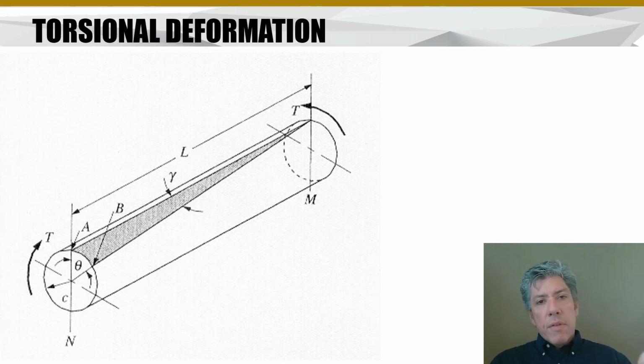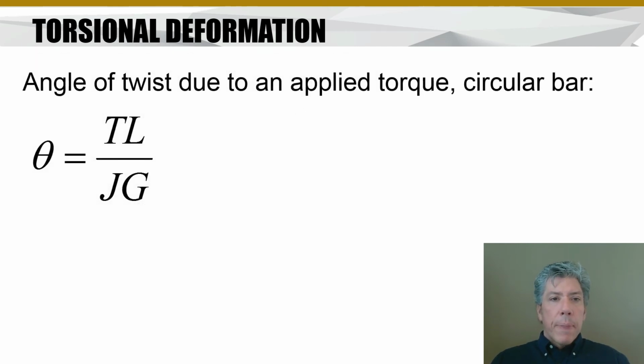Now you can see the deformation in this case, gamma or theta. They are related to each other, but how does that relate to the torque applied? Well, here's the angle of twist due to an applied torque. So theta equals TL over JG. There's J again, the polar moment of inertia of the cross-sectional area. G is the material property we've learned about before. It's the shear modulus. T is the applied torque, and L is the length of the shaft.